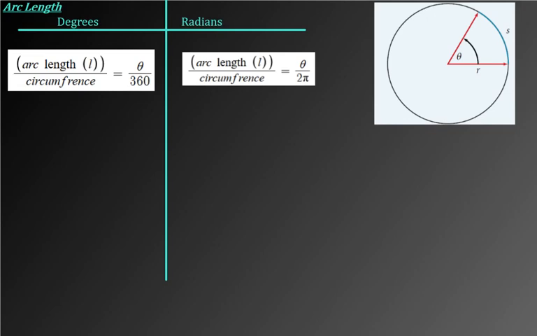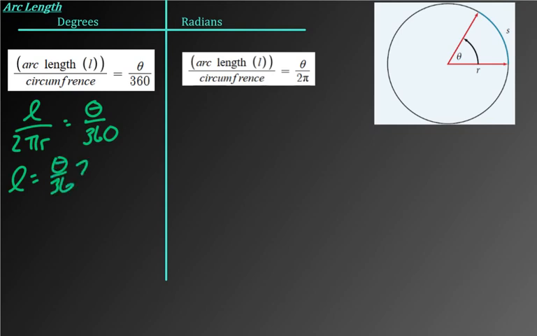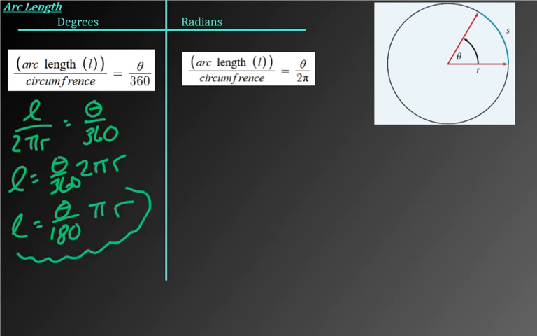So in this case, L is typically the variable we use for this. We have circumference is 2 pi r, and then theta over 360. And if you solve for L, you just multiply by 2 pi r. So you have theta over 360 times 2 pi r. And in this case, you get theta over 180 pi r. So that's your formula for arc length in degrees, okay?